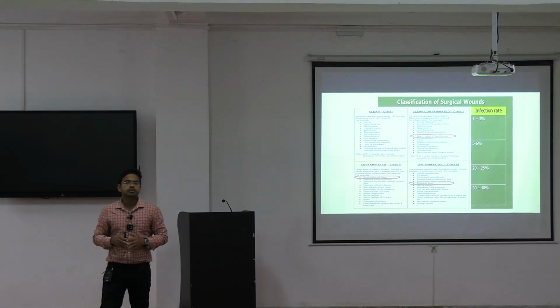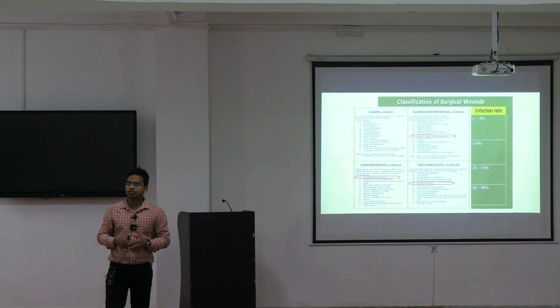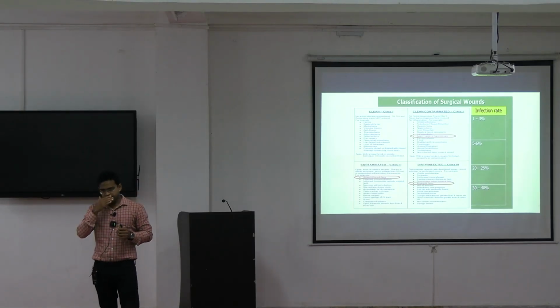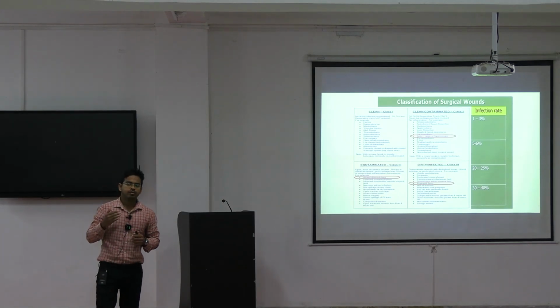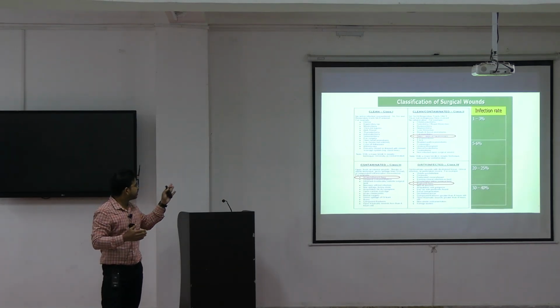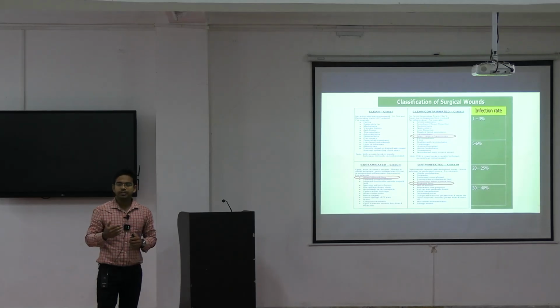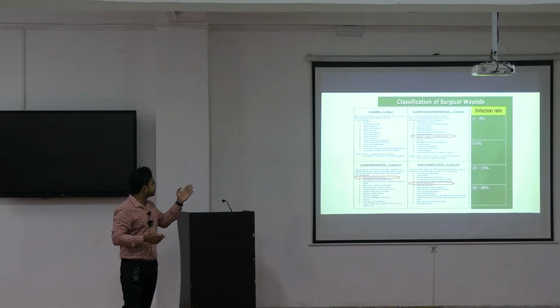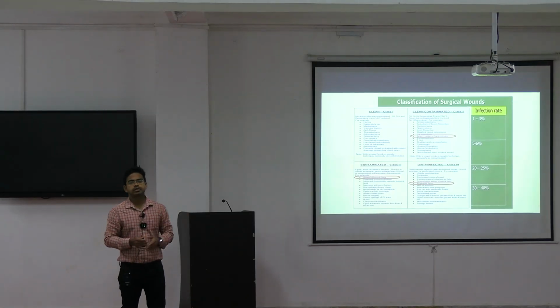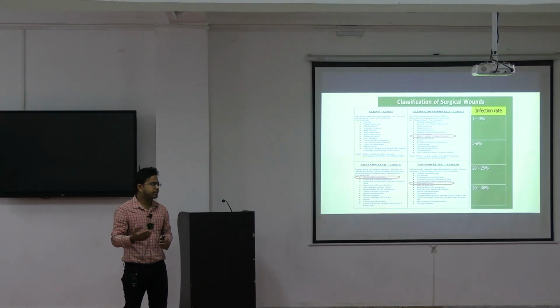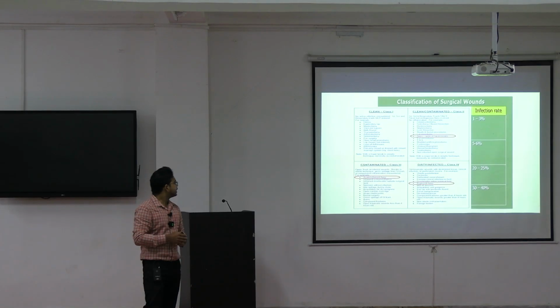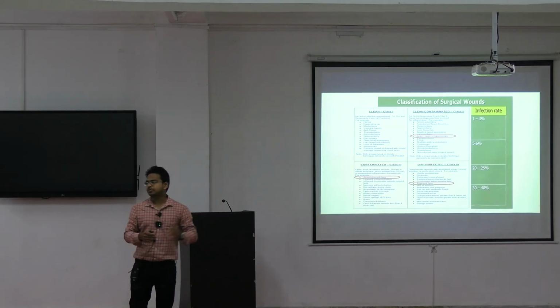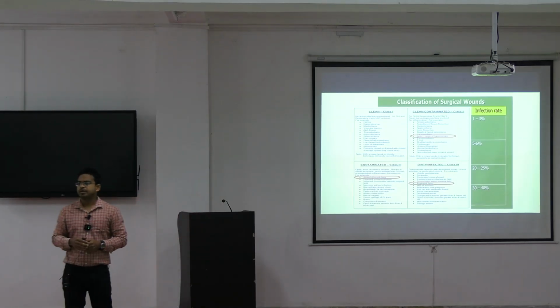Next comes the class 2 wound, which is also called clean contaminated wounds. In this case, we enter the GIT or genitourinary tract, and there is minimal inflammation. Examples include cholecystectomy, hysterectomy, nephrectomy. In cholecystectomy, we enter the GIT. In nephrectomy, we enter the genitourinary tract. In liver resection also, these are GI surgeries. Like that, you can remember.